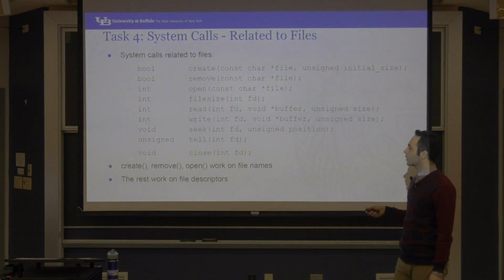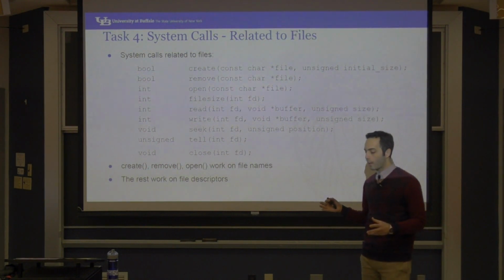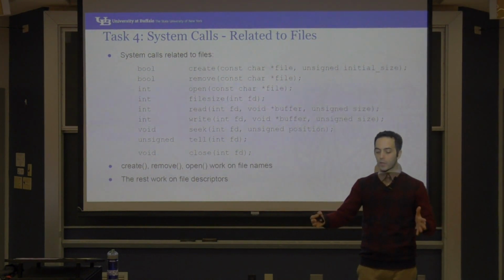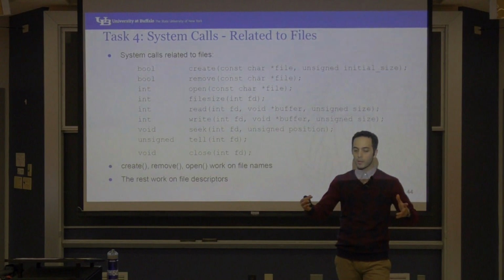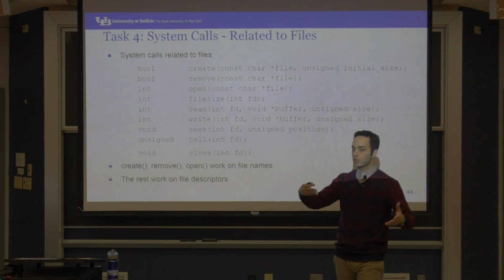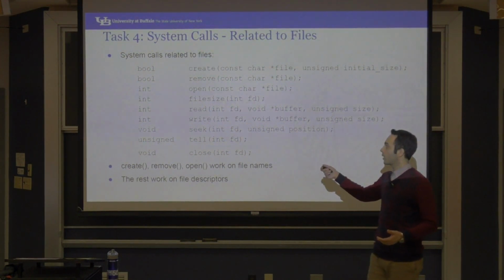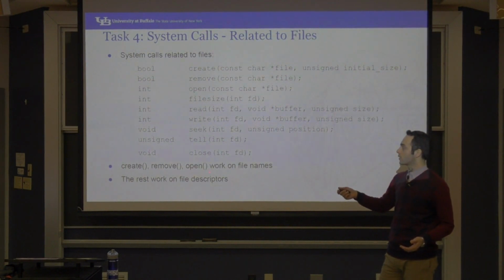So the create, remove, and open, they work on the file name. So the user program will have a buffer somewhere in its memory, and then have a file name there, and then gives the pointer to that buffer to the kernel. And then otherwise it uses the file descriptor.